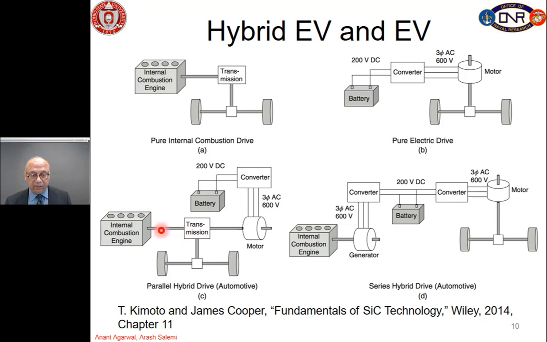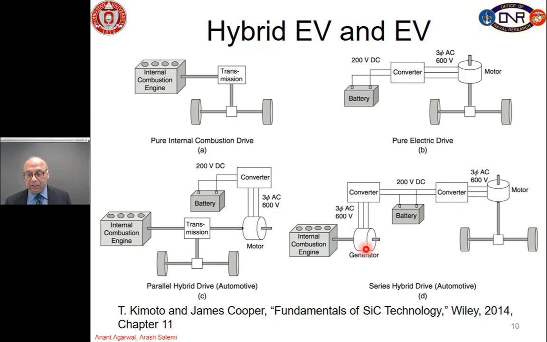Depending upon the load requirements, the engine can be shut off, or the power from the battery can be shut off, or sometimes during braking the power can go back into the battery. So, this is a highly complex system, but works very efficiently in automotive today.